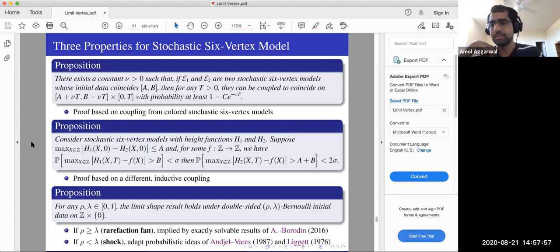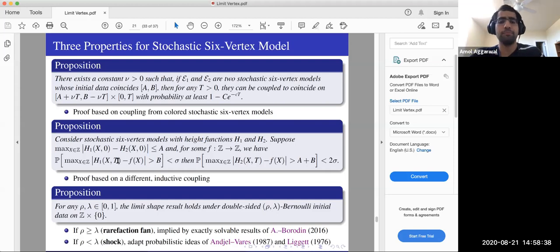Okay, the second property is the height stability. If I consider 2 stochastic 6-vertex models with the height functions h1 and h2, I'll assume that h1 minus h2 initially is at most A. And I also pick some function f. You should view f as something deterministic. The way in which this is going to be used is that you pick f to be like the solution to that PDE I was describing before. So f is deterministic. The statement is that if h1 is close to f by some B, then h2 is also close to f.